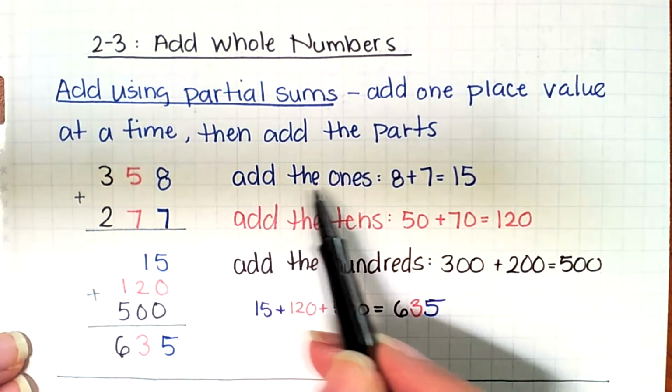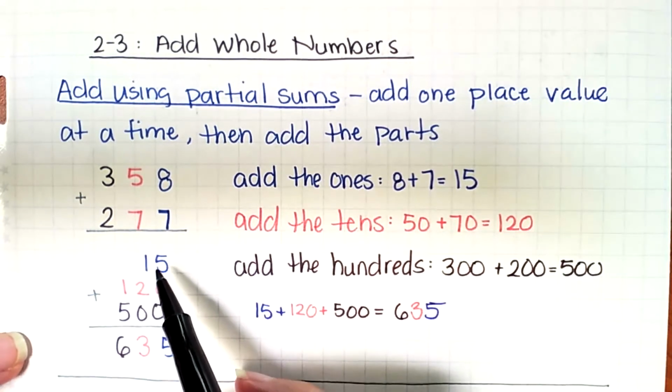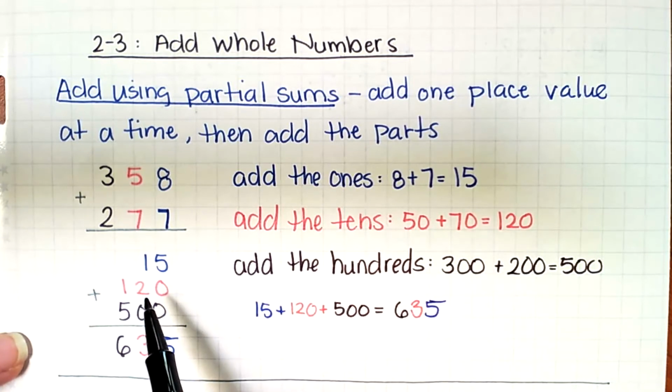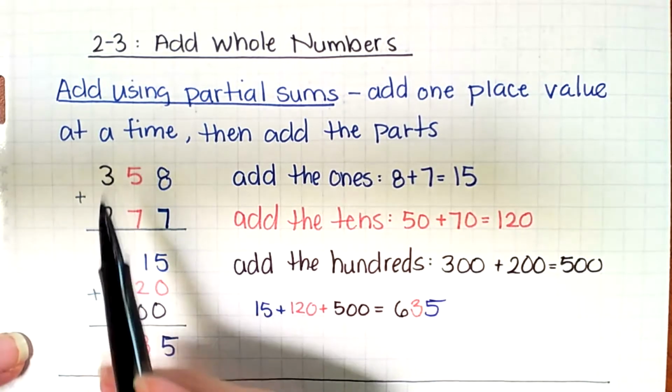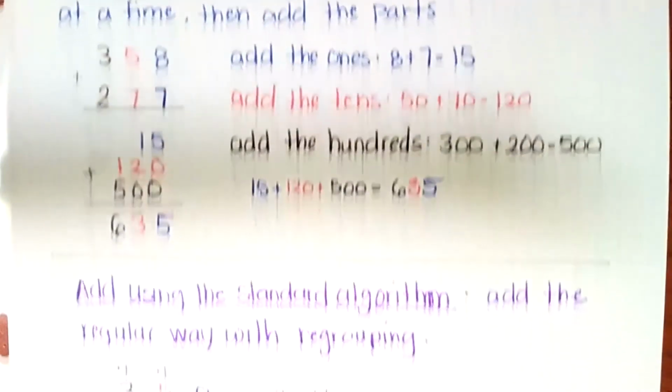So the first thing we did was we added the ones together. The 8 plus the 7 gave us 15. Next, we added the tens. The 50 plus the 70 gave us the 120 right here. And then we add the hundreds place. So 300 plus 200 gave us 500. When we put all of those together, we got the 635.